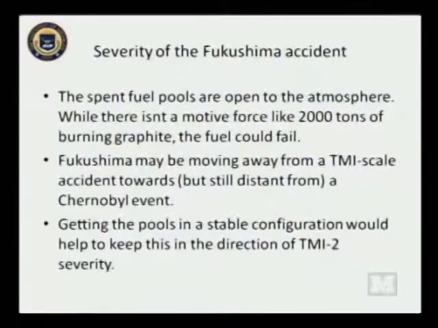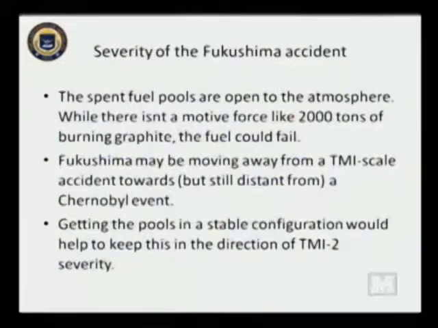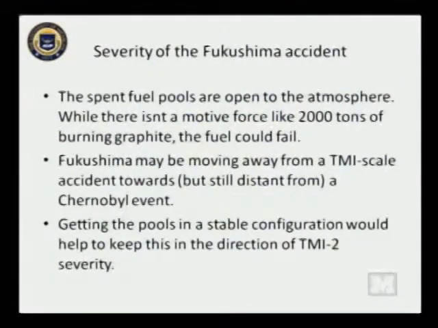Okay, severity. The spent pool fuels are open to the atmosphere. There's no motive force, though, to drive fission products. But if you get recriticality, things get dicey. At this point, there is no burning graphite to drive this, so right now we're not anywhere close to that. I think it's moving away from a TMI scale accident, but still distant from Chernobyl. Chernobyl was truly awful. Getting the pools in a stable configuration would help to keep this in the direction of Three Mile Island severity.